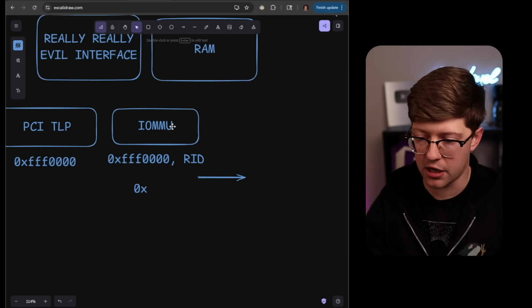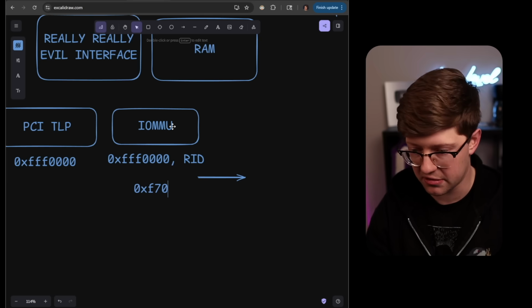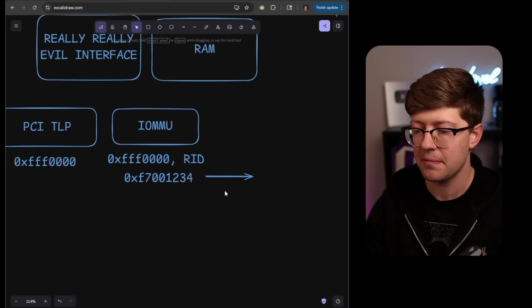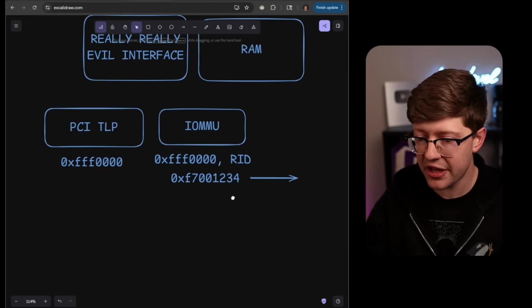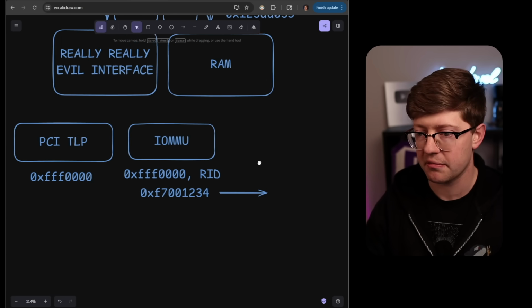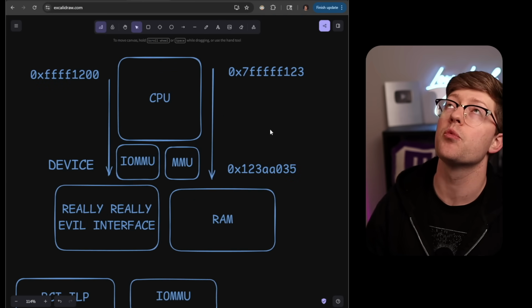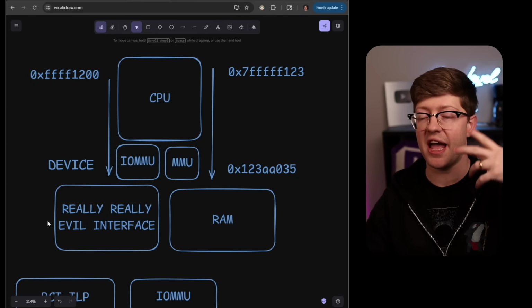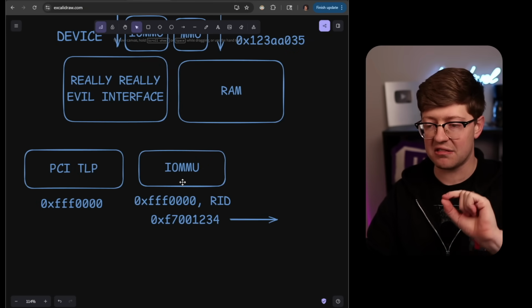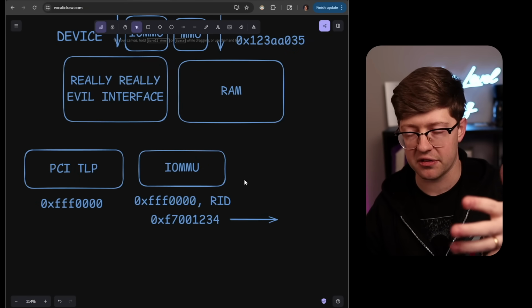And so maybe there's, I don't know, F7001234 is the address, right? Obviously it wouldn't be this, it'd be page aligned, but that's not important right now. And then it uses this to take the data and it gets written there. That is the translation that occurs. So to say that a device could access any memory address would be a function of what translations exist in the IOMMU by default when the device turns on.